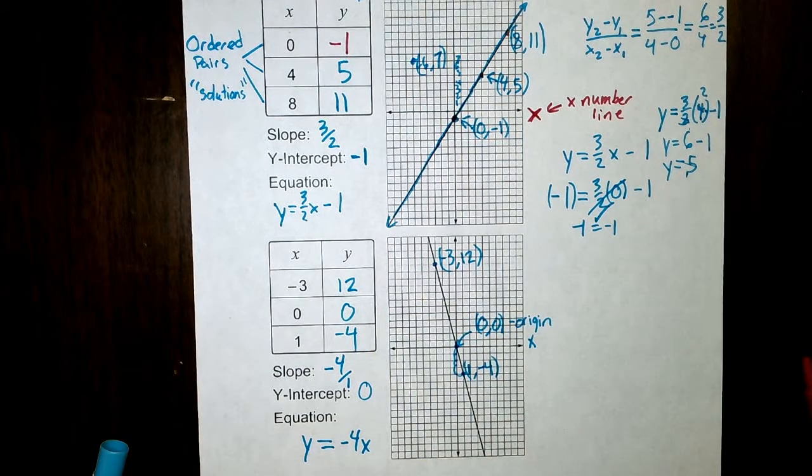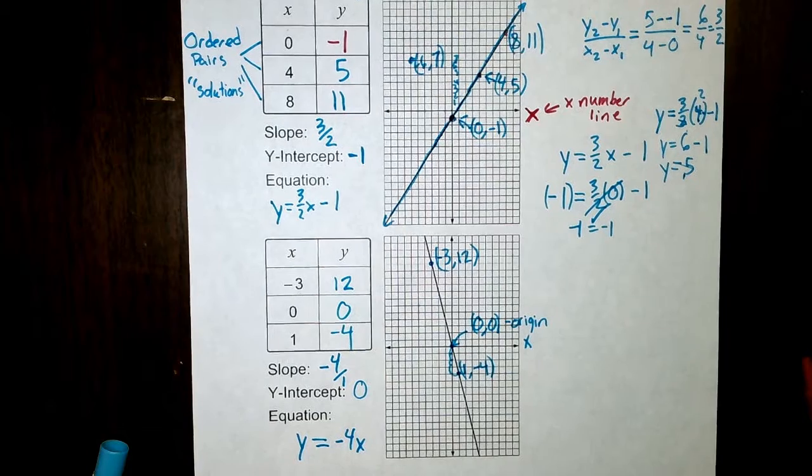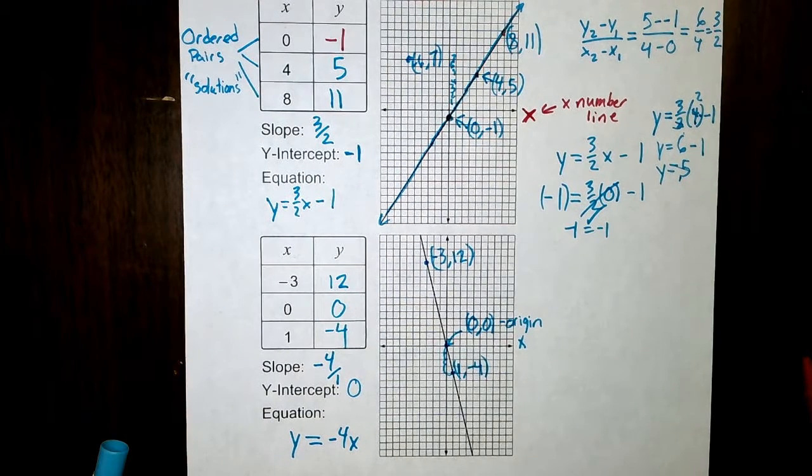Why don't I need to write plus anything? Because it's negative 4 over 1. Negative 4 over 1 is the same as negative 4. Right? Anything over 1 is that same thing, because any number divided by 1 is the same number. Okay. Any questions on that? No. Okay.